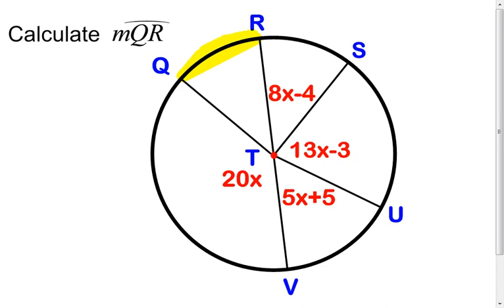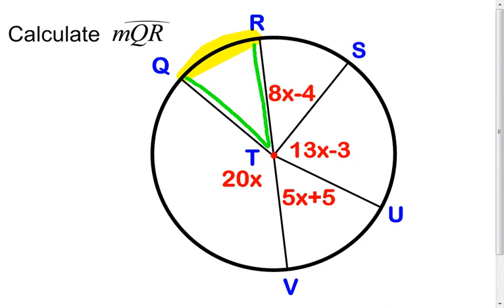That arc right there. Now maybe it's easier for me to calculate the measure of that angle. Because remember, the measure of the central angle and the measure of its intercepted arc are always going to be equal. So I'm going to look at trying to find the measure of angle QTR. To do that, I'm going to need to figure out what x is first.